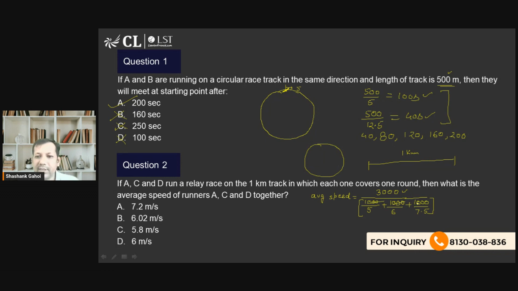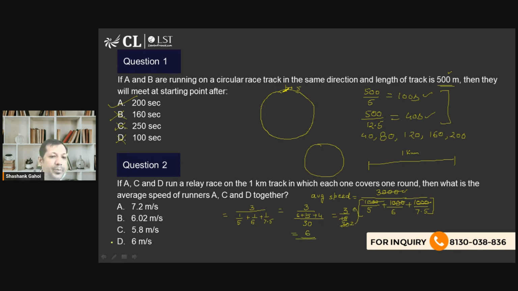So 1000, three zeros are cancelled out, so my average speed comes out to be 3 upon 1 by 5 plus 1 by 6 plus 1 by 7.5. So I am going to say it is 3 upon, the common denominator of 5, 6 and 7.5 is going to be 30. It is going to be 6 plus 5 plus 4. So that is going to be 3 upon 15 upon 30. So that is going to be 2. 2 goes to the numerator and it comes out to be 6.